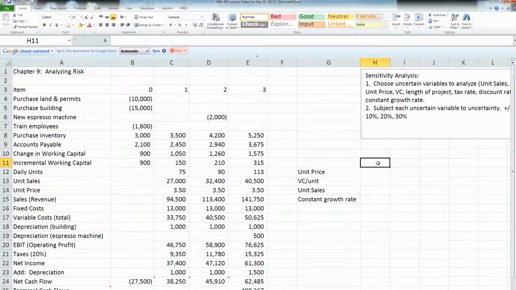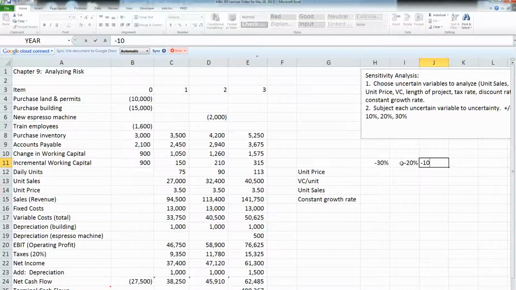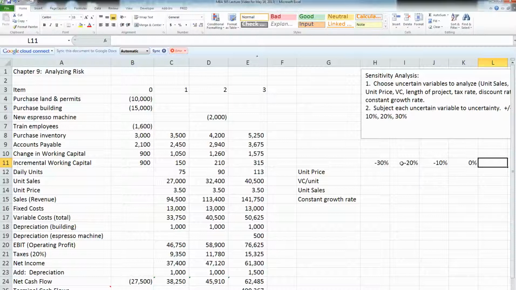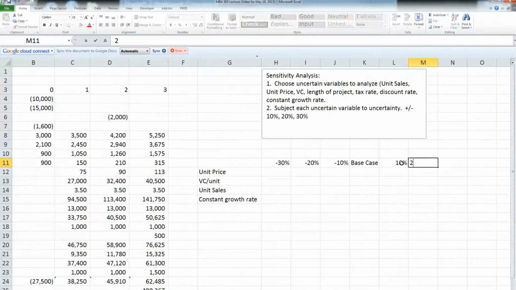So now I would go, what if this is 30% less than what I originally thought, and I would reduce the unit price by 30% and input my net present value here. And what if it's 20% less than I thought, 10% less, 0% less, so they call that the base case. Sometimes I type in base case, so I'll do that here. And then 10% more, 20% more, and 30% more.